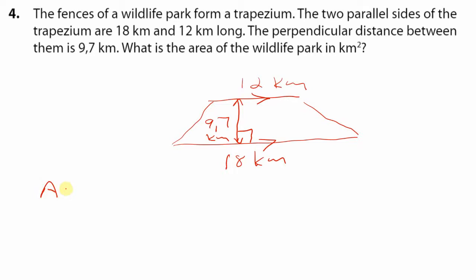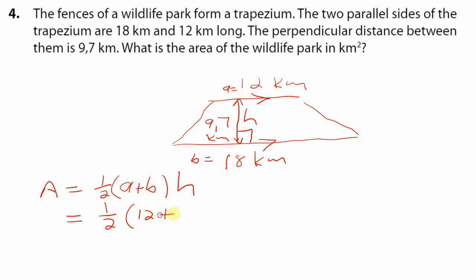So area of a trapezium, we said we take the shorter parallel side, let's call that A, the longer parallel side, let's call it B, then we have the height. We take the average of the two parallel sides, so it's like A plus B, divided by 2, which is the same as multiplying by a half, multiplied by the perpendicular height. So now we can substitute. What is A? 12 kilometers. What is B? 18 kilometers. What is the height, the perpendicular distance between the two? 9,7 kilometers.